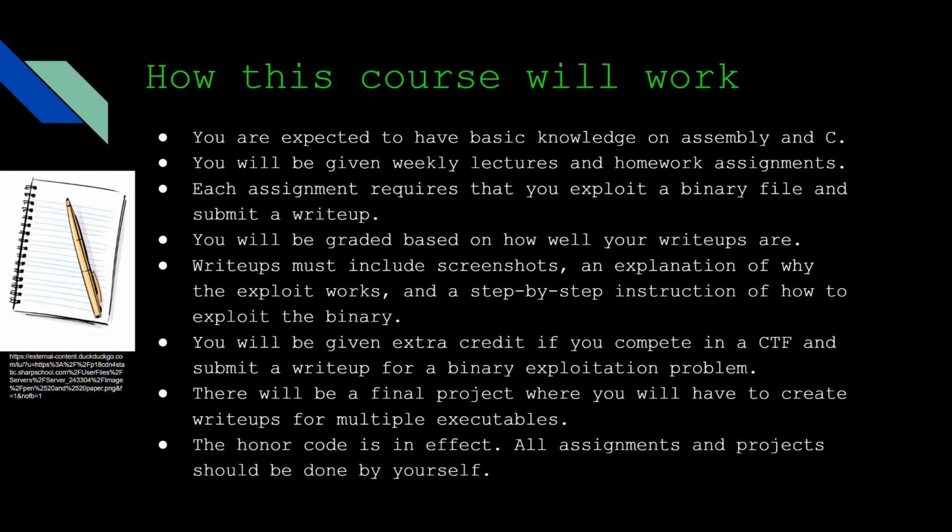There will be a final project where you'll have to create write-ups for multiple executables. So there'll be plenty of mini homework assignments. Well, I guess they're not mini, but you have a bunch of homeworks and you can choose which ones you want to do, and they'll be worth a different amount of points. All you need to do is do enough of those assignments to get the 50 points needed for the A on the final. And as I said before, the honor code is in effect. Cheating makes you evil.